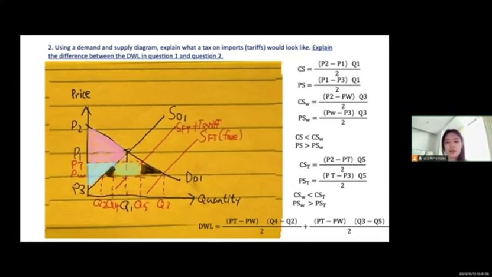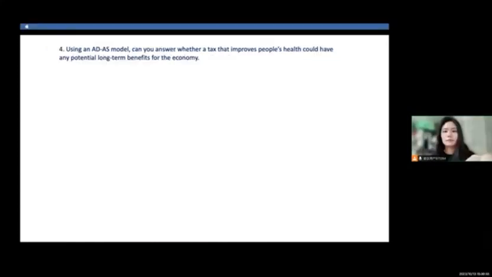So here we have our deadweight loss shown in the two black triangles, and the green area in the middle is the tariff income which the government will gain. So the difference between the first question and the second question is that in question 2, there is a deadweight loss. It is due to the magnitude of the tariff. The larger the tariff is, the greater the deadweight loss, but the more benefit the government will gain from the tariff.